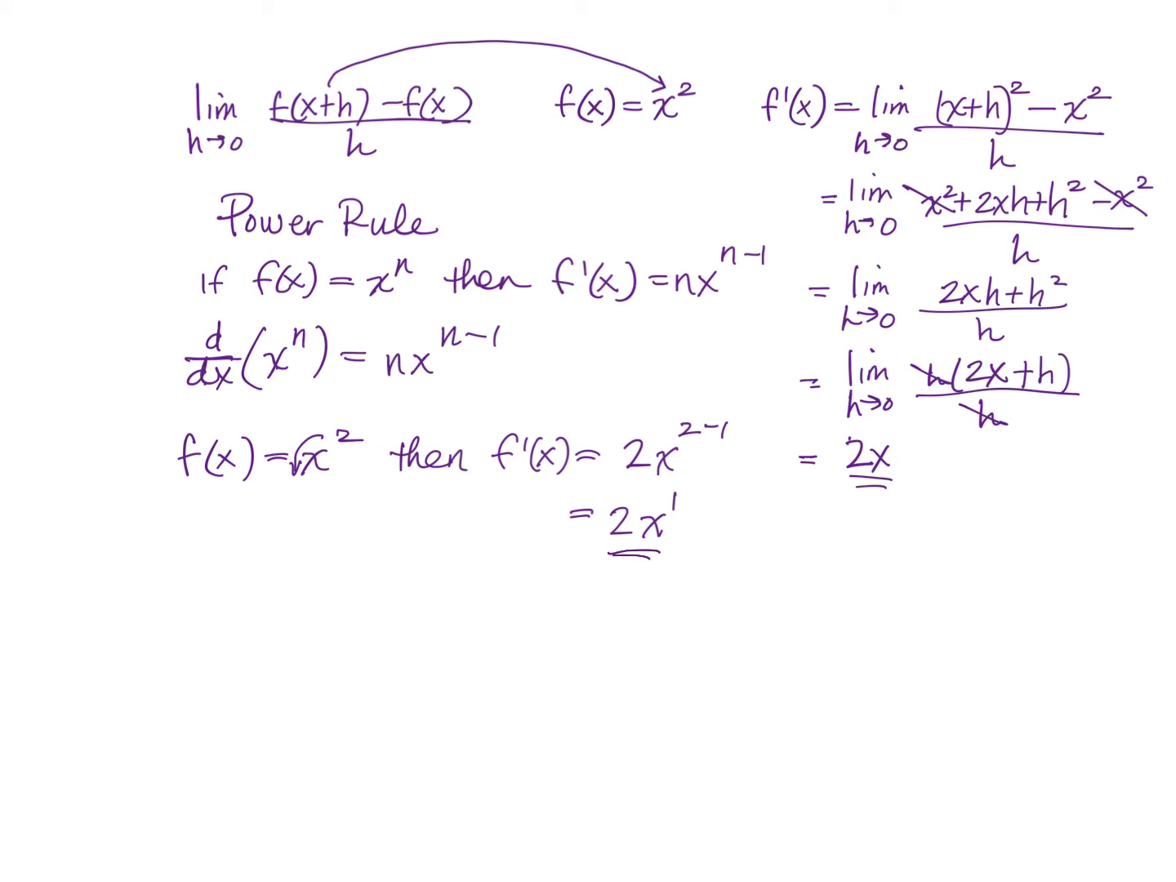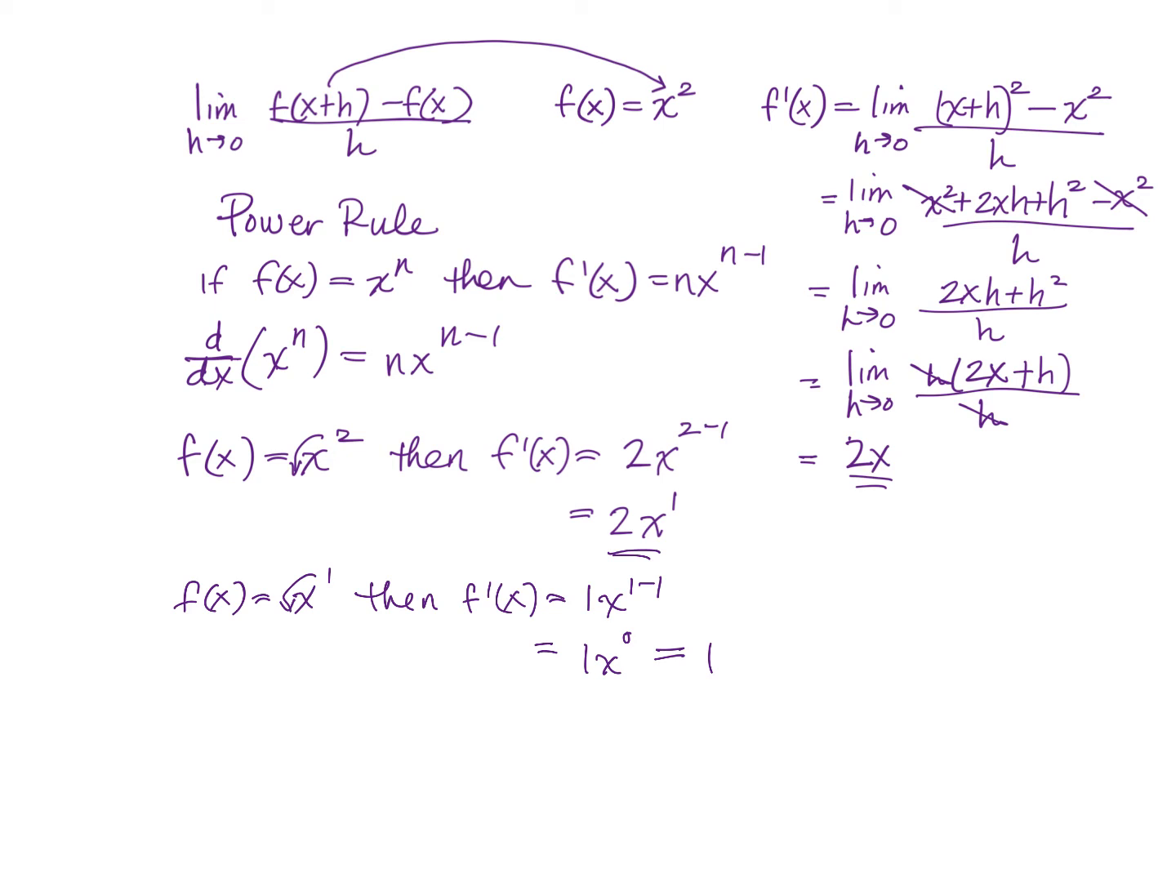What if I have f of x equals x to the first power? Then what would f prime of x equal? Well, we bring the 1 down front, so we have 1x, and then to the 1 minus 1 power. So that equals 1x to the 0 power, or it equals 1, because x to the 0 is just 1, isn't it?